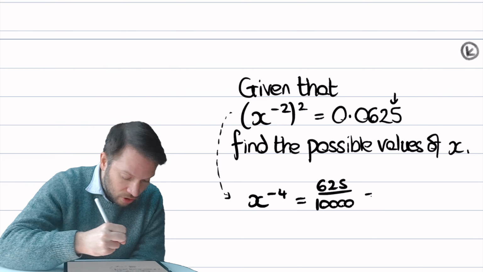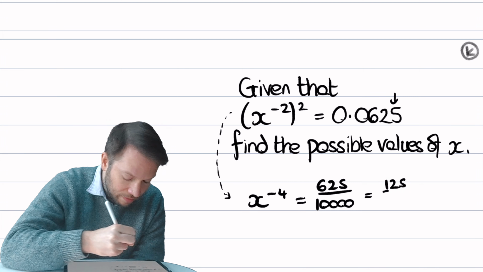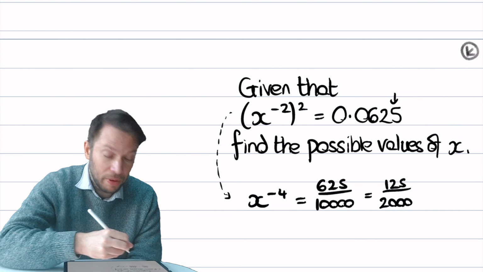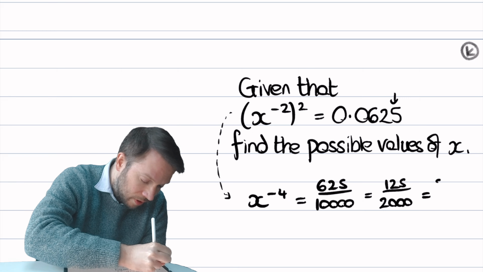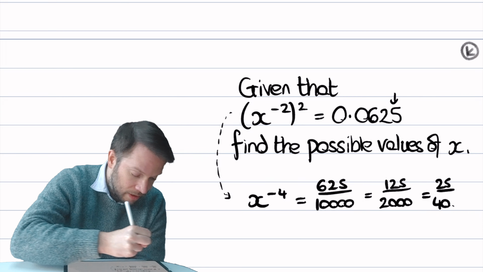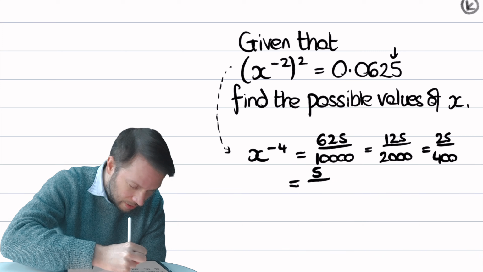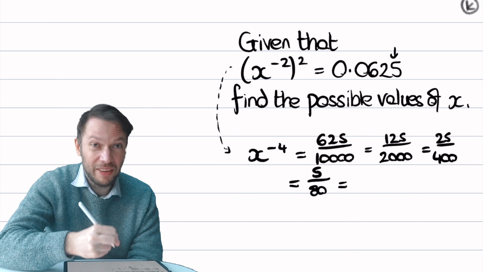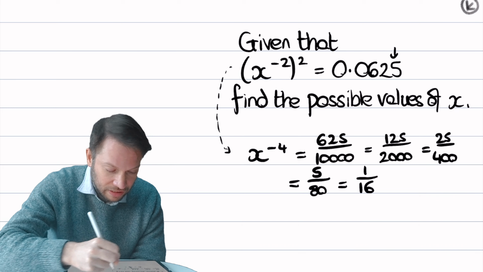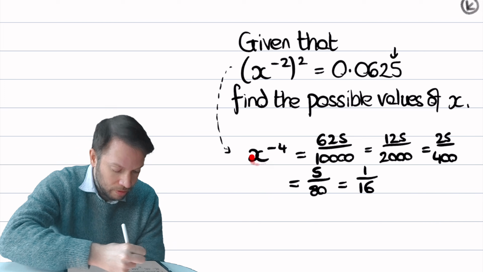I'm going to divide top and bottom by 5 first. So that gives you 125, and 10,000 divided by 5 is 2,000. Now we can divide by 5 again, which gives you 25 over, and 2,000 divided by 5 is 400. And then we could divide by 5 again. So that gives you 5 over 80. And then we can divide by 5 once again to give you 1 over 16. So therefore, this decimal here is just a 16th. Right, so we've got x to the minus 4 is equal to 1/16.